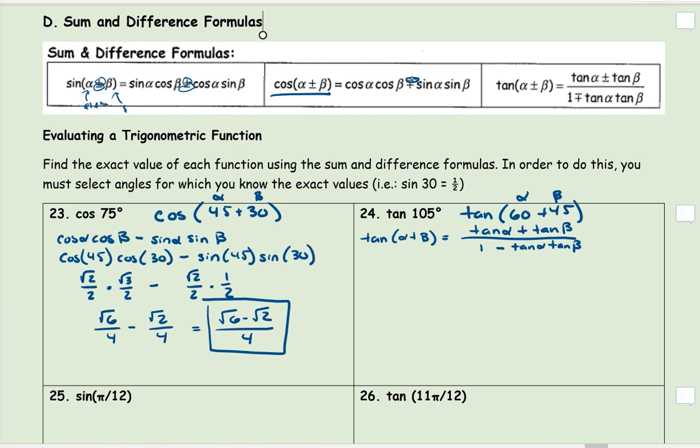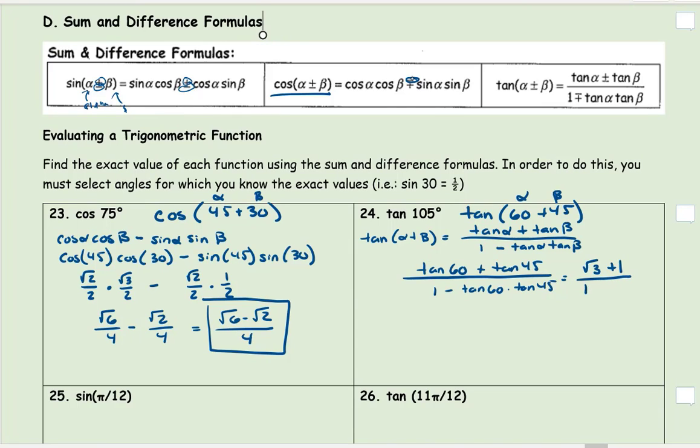Okay, so first thing we have is tangent of 60 plus tangent of 45 all over 1 minus tangent of 60 times tangent of 45. So now we're going to plug in our numbers. Tangent of 60 is just root 3. Tangent of 45 is 1.